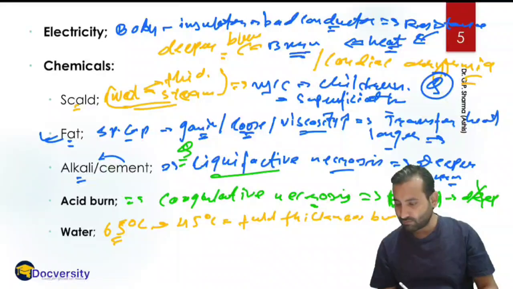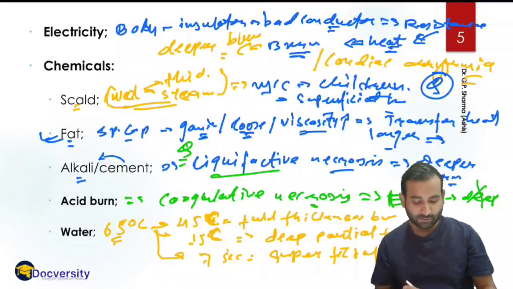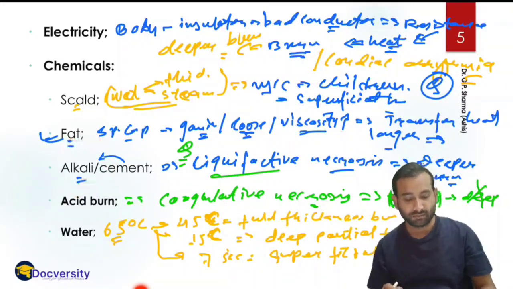If it is exposed to our body for 15 seconds, it produces a deep partial thickness burn. And if it is exposed to our body for 7 seconds, it produces a superficial burn. Hope you understand. So this covers water, acid, alkali, fat, scald, electricity.